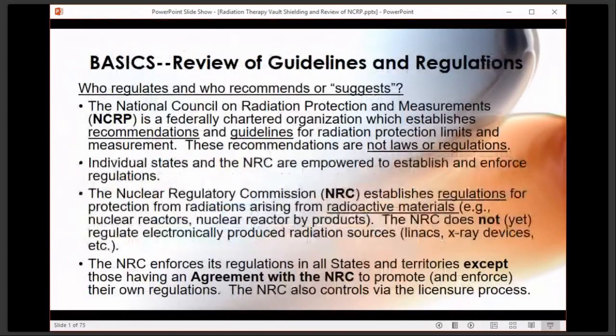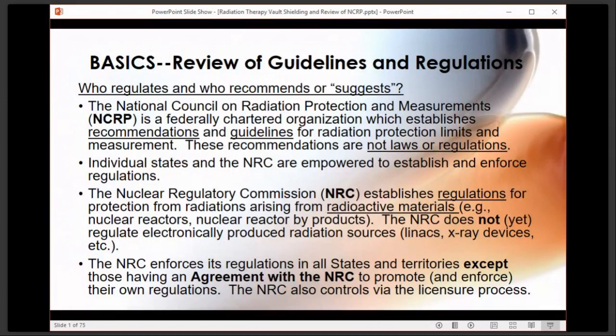And the next question is, where do the regulations and guidelines and suggestions come from? It's important to know where they come from. The National Council on Radiation Protection and Measurements, called the NCRP, is a federally chartered organization that establishes recommendations and guidelines for radiation protection limits and basically makes these recommendations to the public and to law enforcing organizations, but their recommendations are not laws and are not regulations.